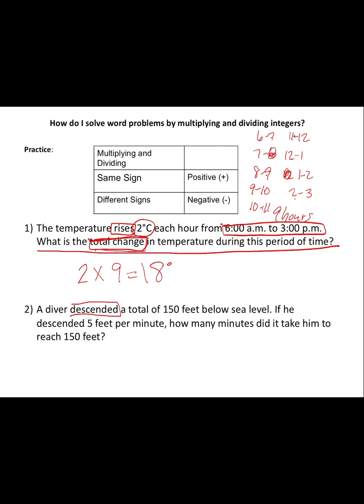All right, a diver descended a total of 150 feet below sea level. If he descended 5 feet per minute, how many minutes did it take him to reach 150 feet? So this guy's going down to 150 feet below sea level. Your negative sign represents the below sea level. And he is going down 5 feet per minute. So we want to know how many minutes it took him to travel this distance. Per is your keyword that tells you you need to divide.